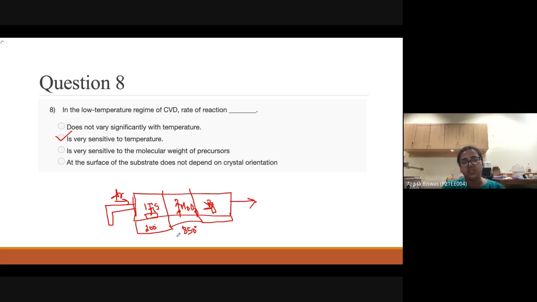It's near about the evaporation temperature of that material, and in a low pressure system we can use a gas phase precursor, like the H2S gas, in that case. Yes, ma'am. So in a CVD system, the rate of reaction is very sensitive to the temperature.